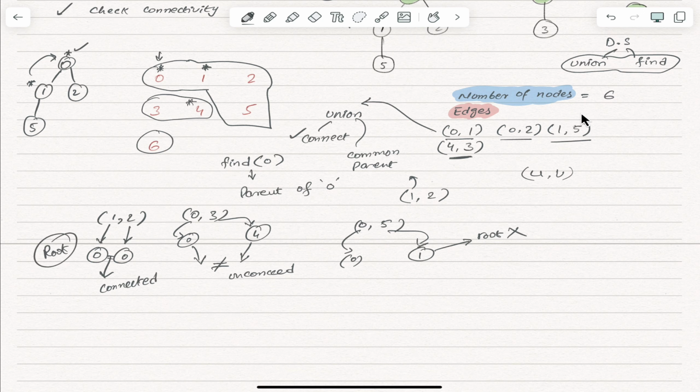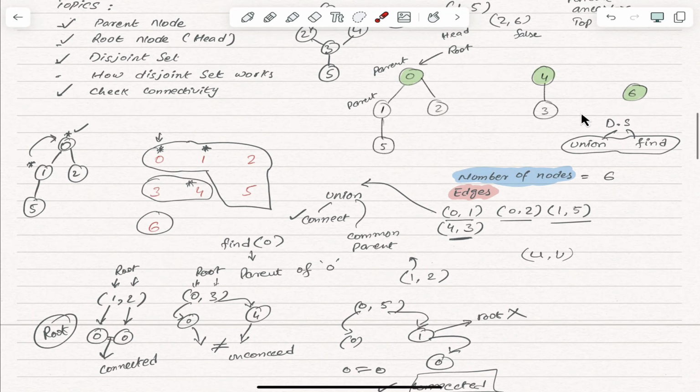When we were looking at 1 and 2, we were just looking for the root node. For 0 and 3 we were just looking for the root node. And here again we were just looking for the root node. So 1 says, I'm not root, go for my parent. It will tell us again that 0 is my parent. Now in that case 0 is equal to 0, so they both are connected. That's the simple flow of how the disjoint set works.